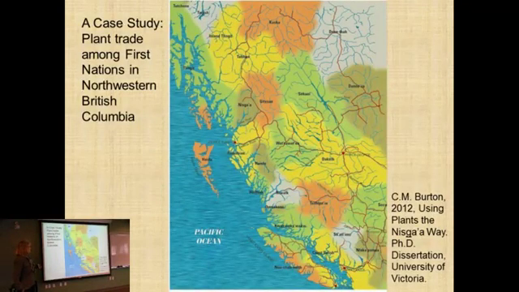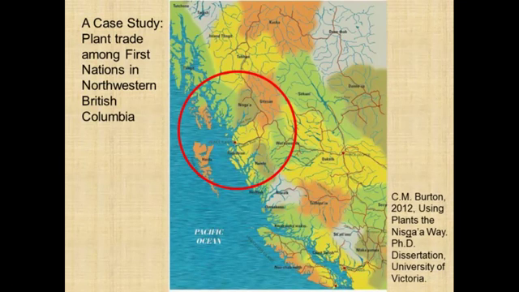So this case study involves this area here: the Niska, Gitxsan, Tsimshian, Haisla, Wet'suwet'en, and bordering a little bit over into the Tahltan and the Haida. But the nations that I concentrated on the most were the Niska, Gitxsan, Tsimshian, and Haida, and Wet'suwet'en not so much. And that's from my thesis, Using Plants the Niska Way, which is actually titled in Niska, but I don't have it up here because I probably couldn't do it justice if I tried to say it.